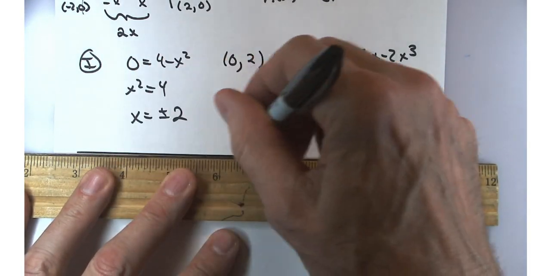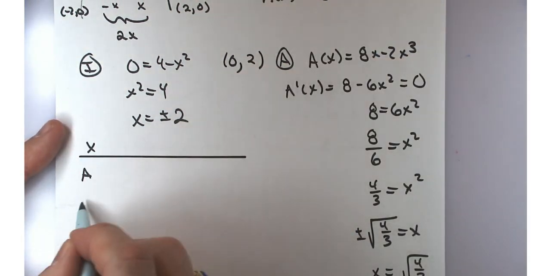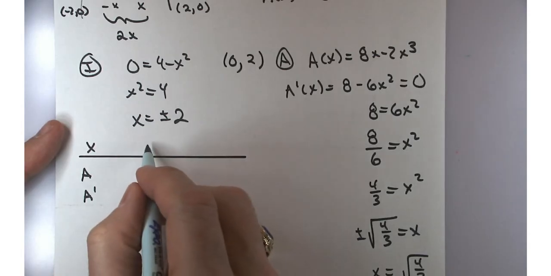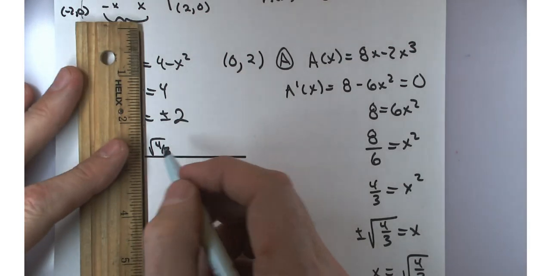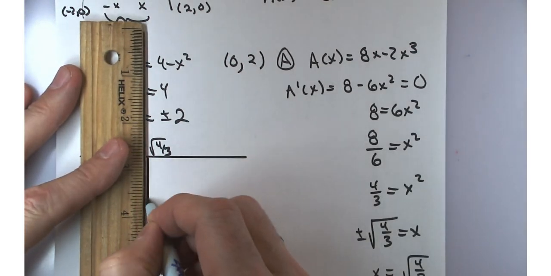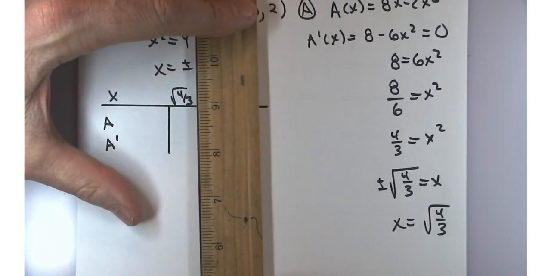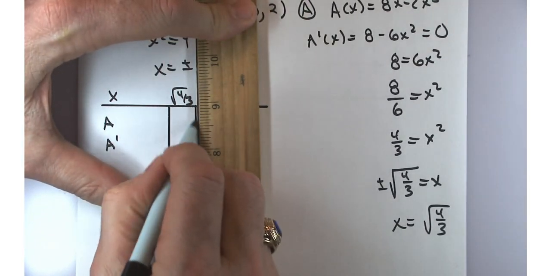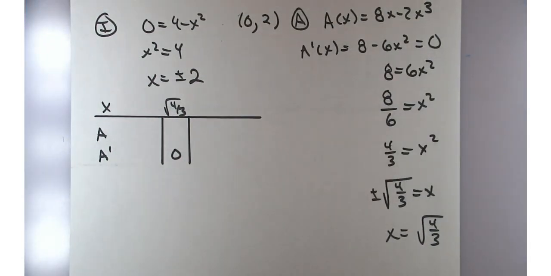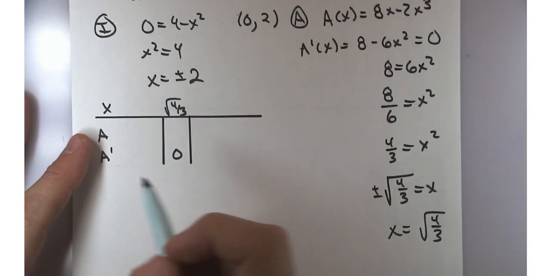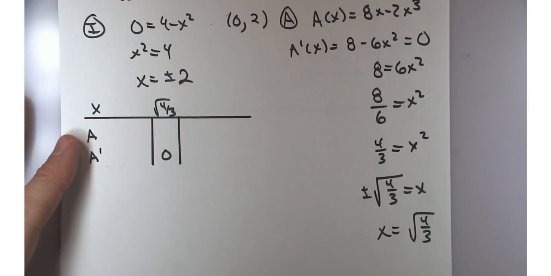Let's make ourselves our usual little table. X, A prime, square root of 4/3. And another one here. So I know that the derivative is 0 right there. But how about to the left of it? How about to the right of it? I need some test points.